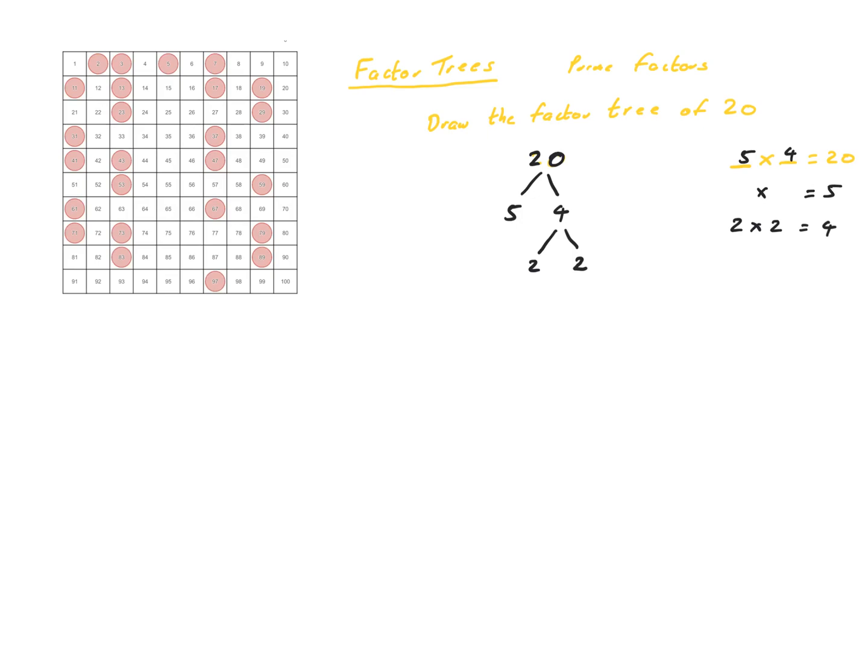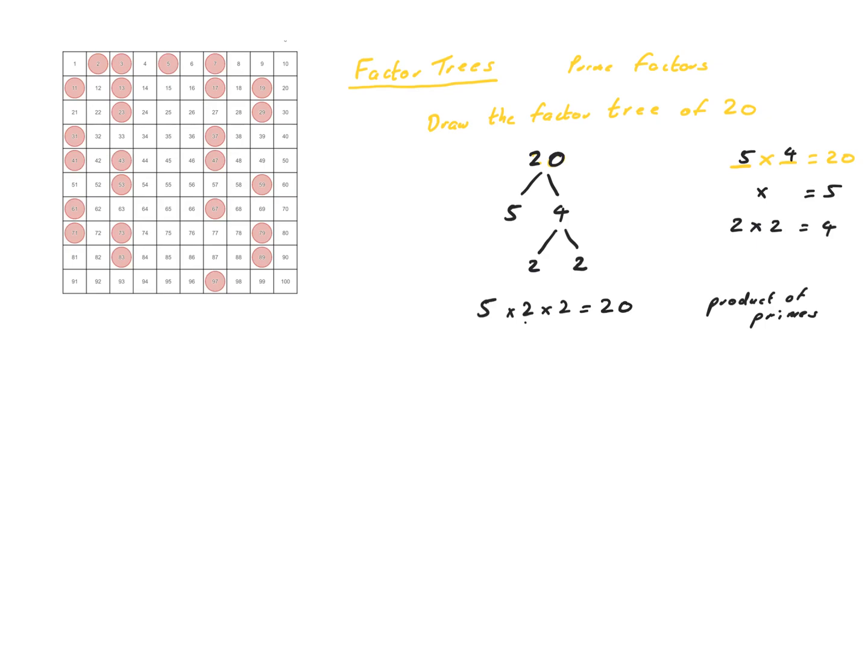Okay, then I need to write my thing out as a product of primes. And so I need to write it as 5 times 2 times 2. My product of primes equals 20. Let's check that. 5 times 2 is 10, times 2 is 20.